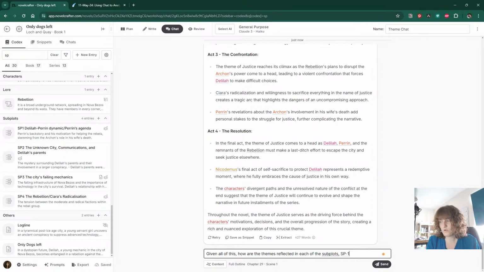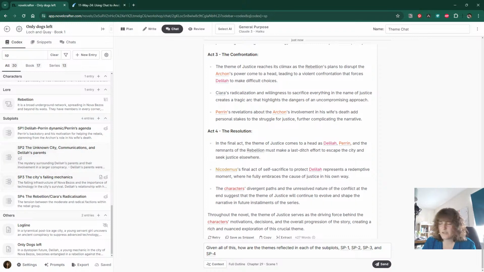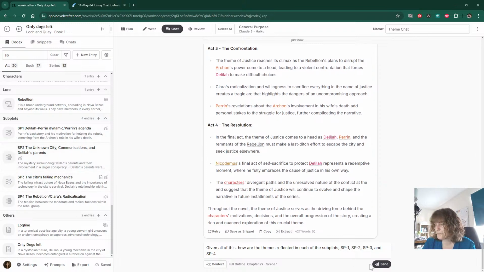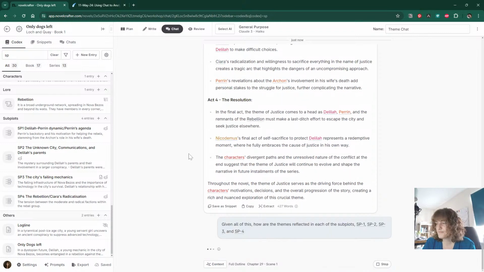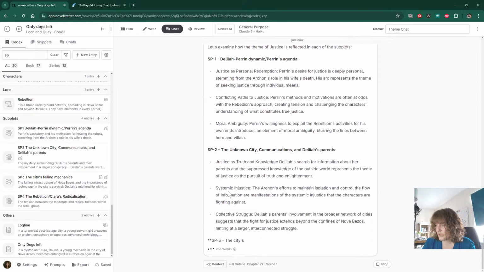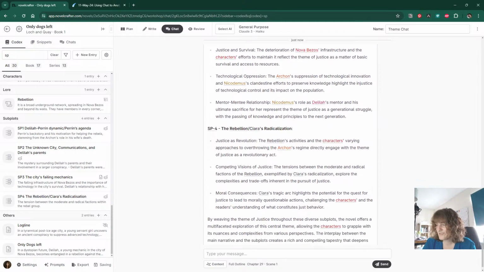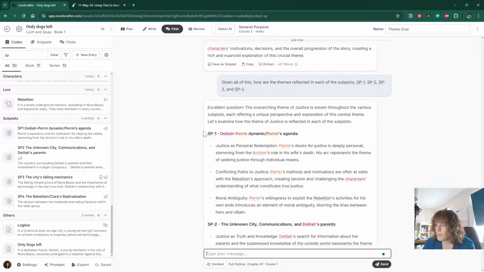SP1, SP2, SP3, and SP4. These are just aliases that I put because I didn't want to type out the whole thing. Now I realise I didn't even need the hyphen. I think I just had the hyphen in at some point. So let's see how this goes. Okay, I'll wait for this. So fast. Okay, Subplot 1.